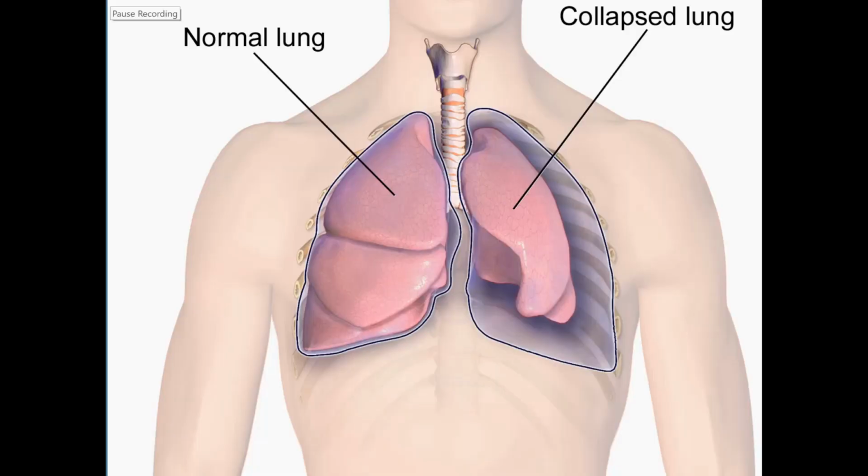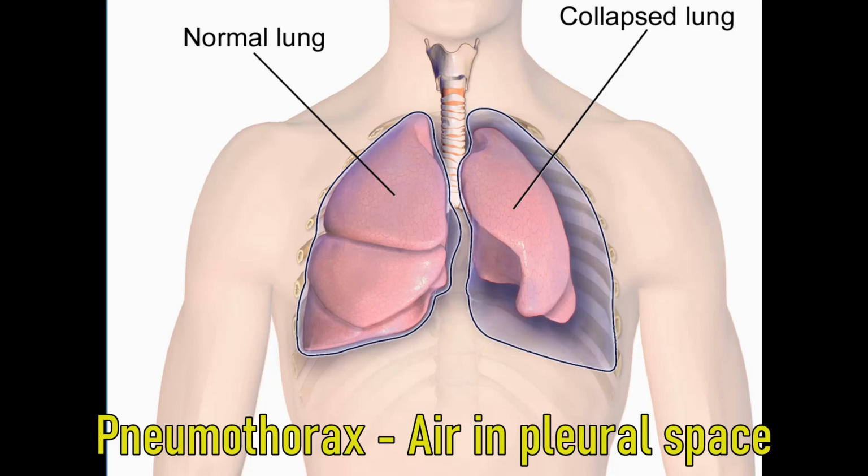Hi everybody. Today we are going to learn about pneumothorax and tension pneumothorax. What is pneumothorax? When air accumulates in the pleural space, it increases the pressure, causing the lungs to collapse. It can be a partial collapse or a total collapse. If you look at the lung, this is the normal lung, and when air accumulates in the pleural space, causing the lung to collapse, this is the picture of a collapsed lung.